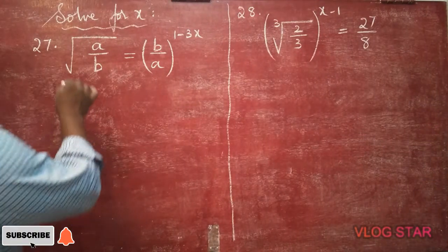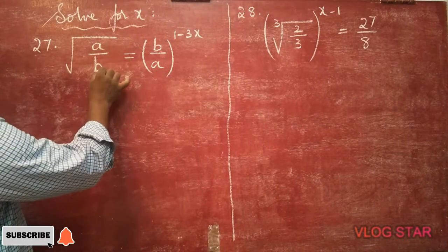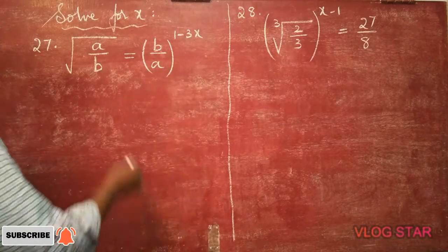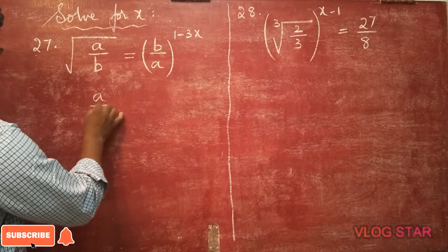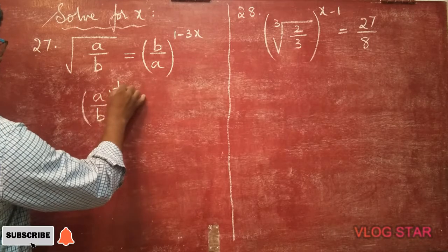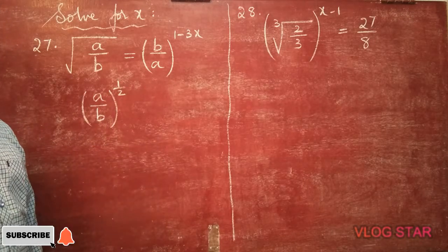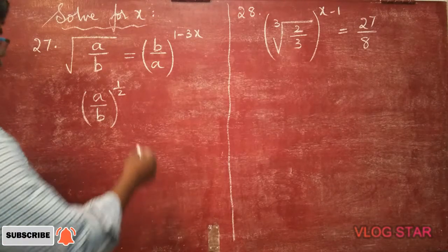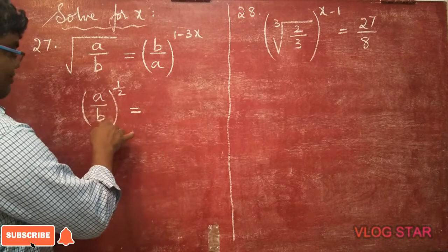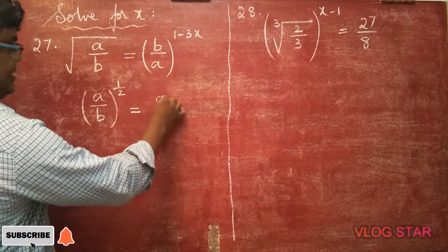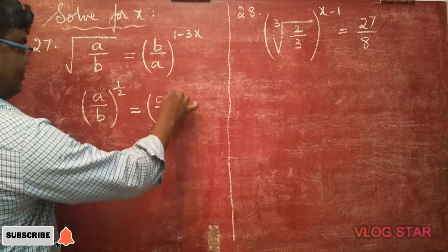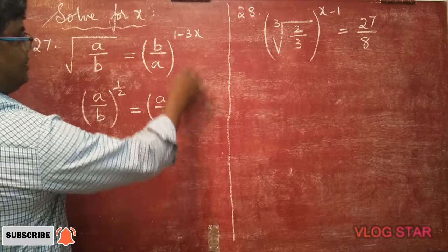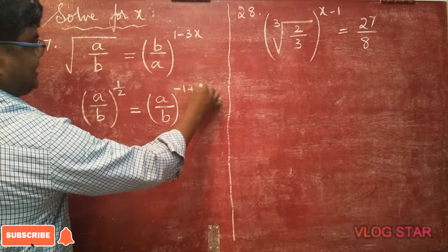Solve for x. 27th problem. Square root of a by b is equal to b by a whole to the power of 1 minus 3x. Another form of square root is a by b whole to the power of half. Square root means 1 by 2, cube root means 1 by 3, fifth root means 1 by 5, like that. Is equal to, here we are having base a by b. This also, interchange, a by b. When you are interchanging the base, the power will become the opposite sign. Minus plus 1 will become minus 1. Minus 3x will become plus 3x.